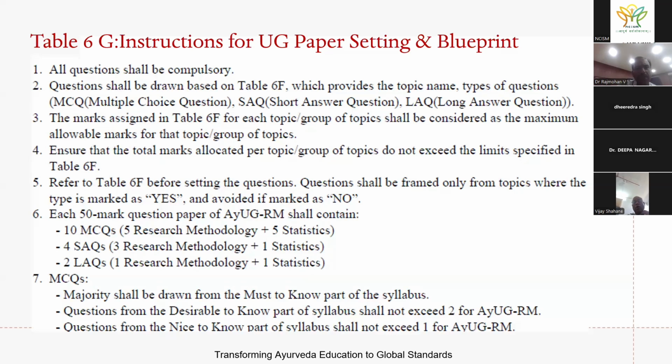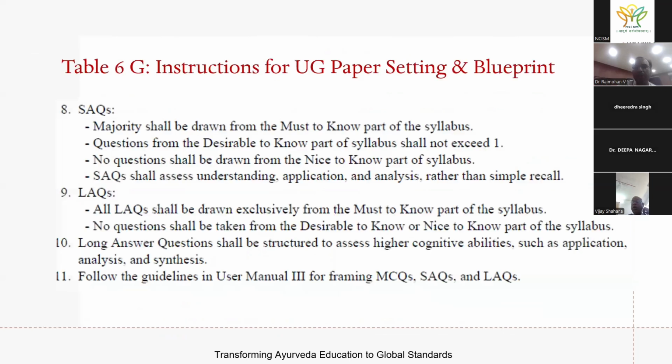Of course, definitely for MCQs, the majority shall be drawn from the must-know part of the syllabus. Questions from the desirable to know part of the syllabus shall not exceed 2 for the research methodology syllabus, and the nice to know part shall not exceed only 1. So this is the MCQ pattern. And again, for SAQs, the majority, of course, should be from must-know.